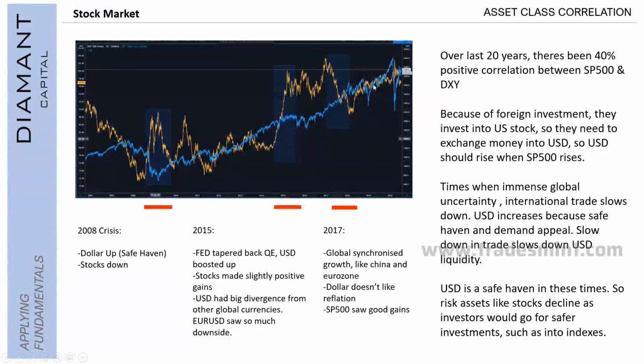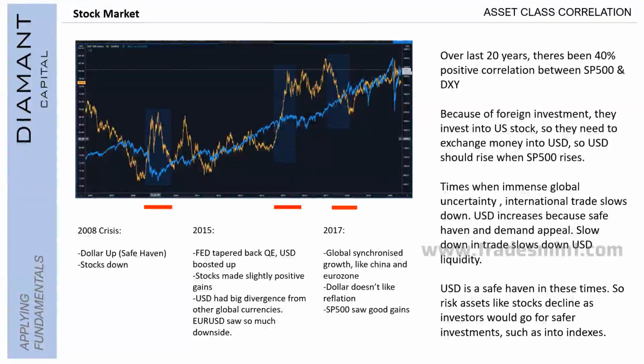Now, this is the point that I made in the beginning. Over the last 20 years, there's been a 40% positive correlation. Now, as you can see, over time, as the S&P 500 increases and grows, so does DXY. However, this isn't always the case.